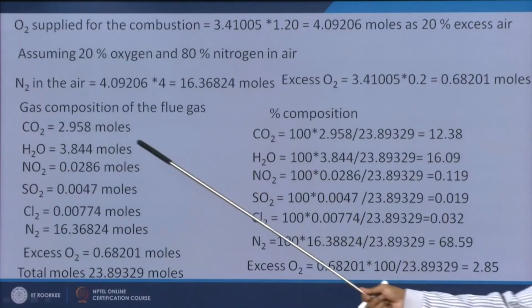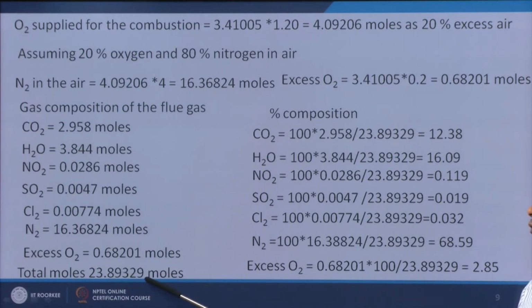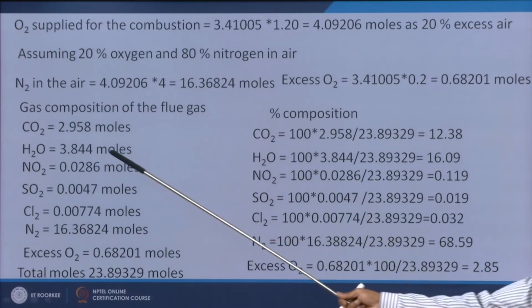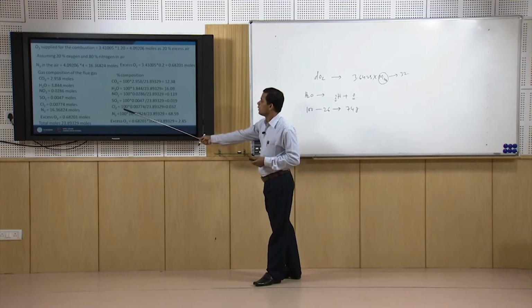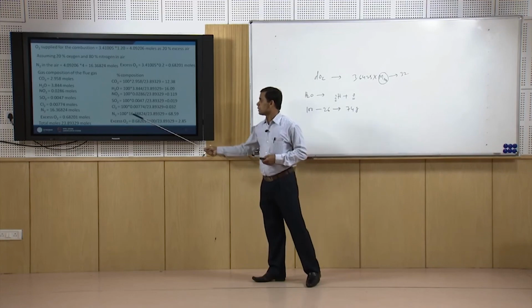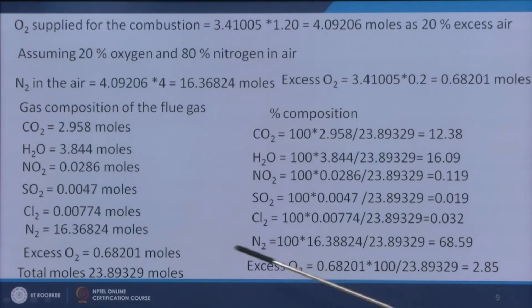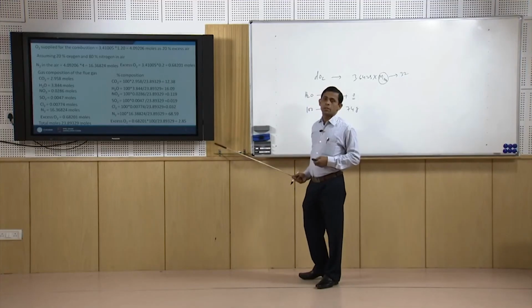CO2 will be 100 into 2.958 divided by 23.89329 moles, which is equal to 12.38%. Similarly, H2O will be 100 into 3.844 divided by 23.89329, which is equal to 16.09. Similarly, NO2 will be this divided by 23.89329, which is equal to 0.119, and SO2 will be determined like this: 100 into 0.0047 divided by 23.89329, so it is coming 0.019. Similarly, for chlorine this is 0.032, for nitrogen this is 68.59 percent, and for excess oxygen, 0.68201 divided by 23.89329 into 100 is equal to 2.85. So, this is the composition of the flue gas.